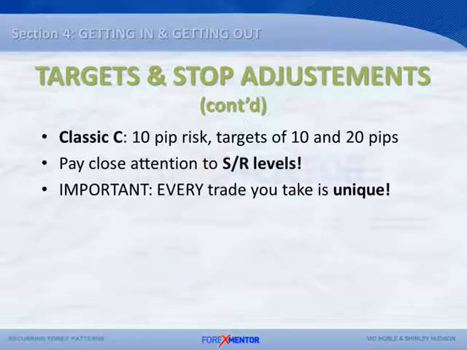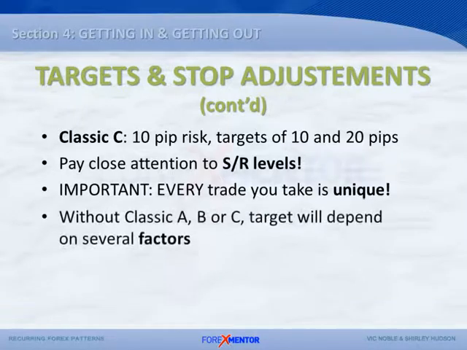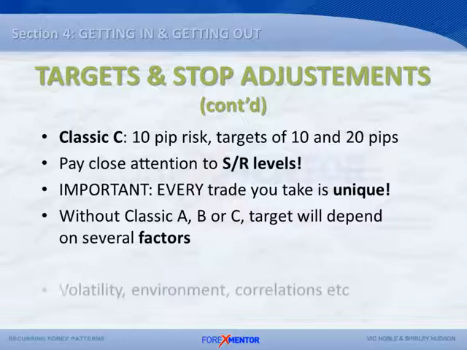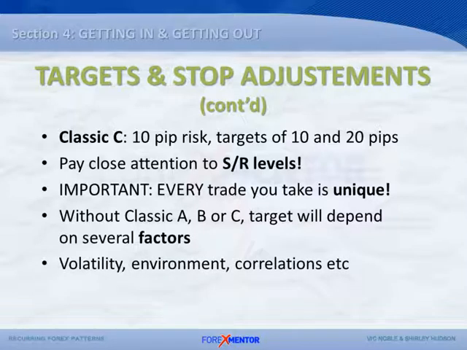Now, if you feel that you don't want to use the classic A, B, and C targets, that's fine. The targets that you want to go for on a trade are going to depend on several factors, such as volatility of the pair that you're trading and the market environment, correlations with other pairs, etc. All important things. As with everything else in trading, there are no absolutes. Okay, trading's quite discretionary, but we want to make our decisions as objective as we can.